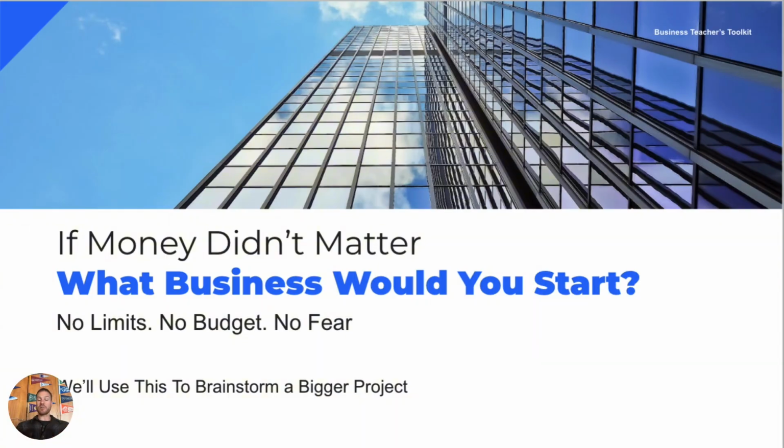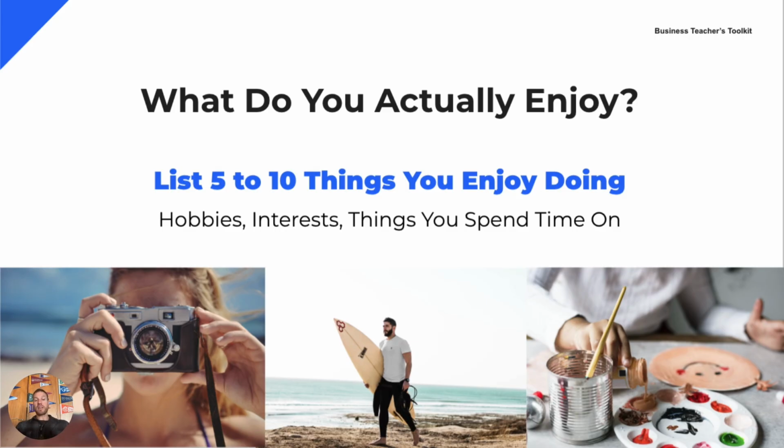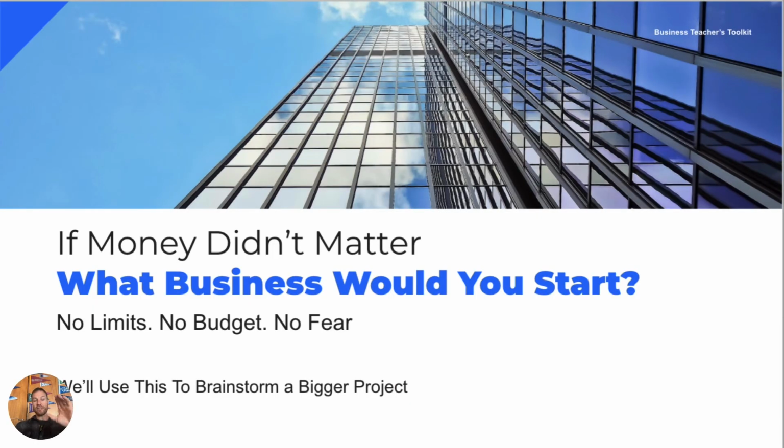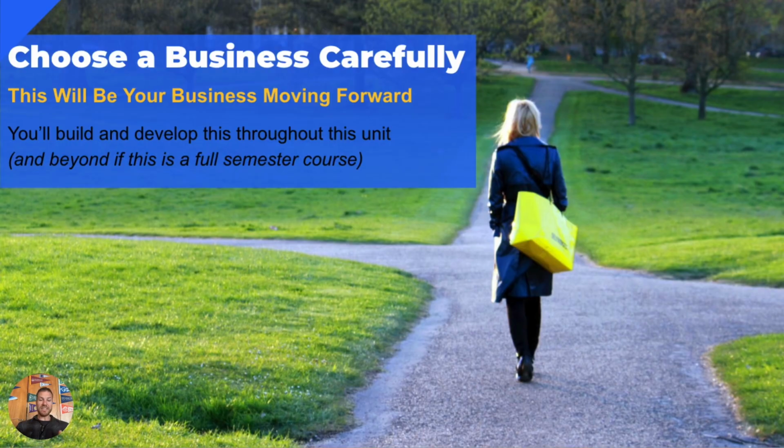They got to make sure that they pick something that they enjoy, which is why I have them think about the 5 or 10 things that they enjoy doing so that we can use that idea to piggyback off of what business they might consider starting if money was no object. They need to choose this business carefully because it will be their business moving forward. If you are only buying this as an individual unit item, then you don't need to worry about them being as specific and serious about what business they're pursuing because it doesn't necessarily matter in that case. But if you are following the full semester, you want to have them build and develop this throughout the unit because beyond this, it will go for the whole year long.